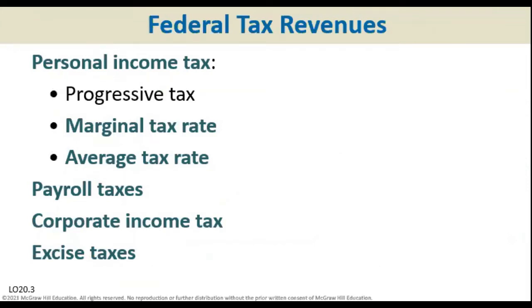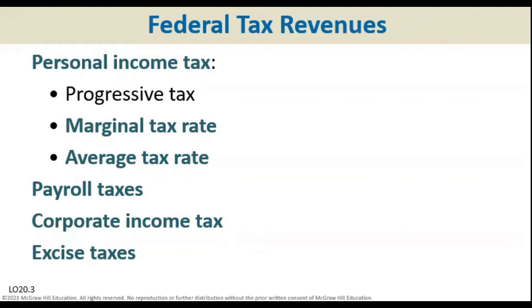Federal tax revenue, we'll break it down. Personal income tax is central to the US federal tax system. The personal income tax is levied on the taxable income of households and unincorporated businesses after certain deductions. It's a progressive system of tax.